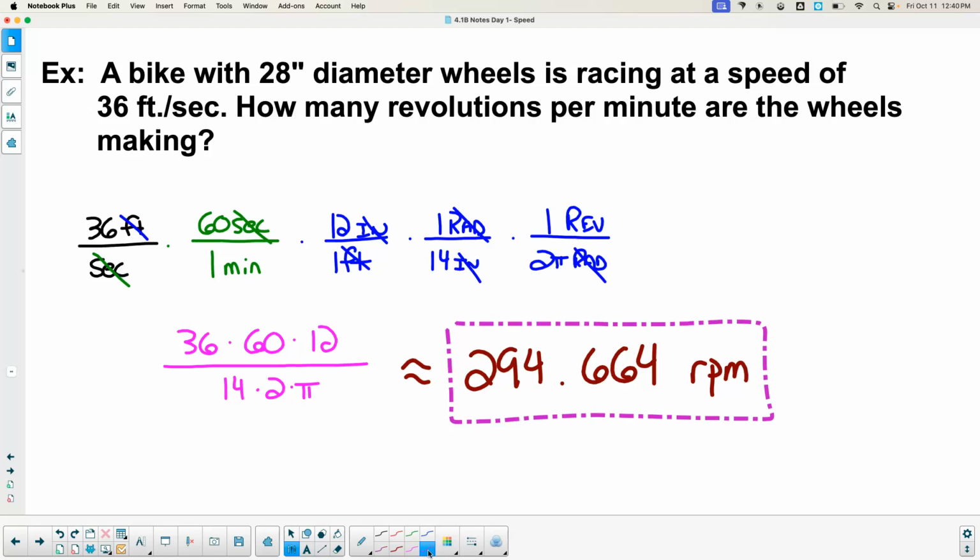You converted your feet into revolutions first. I converted my seconds into minutes first. Where would we screw up and get 2,096? In the calculator. Where? With pi. If you just typed in divide by 14, divide by 2 pi, and you don't put parentheses around the 2 and the pi, it's going to divide by 2, and then it's going to multiply by pi.